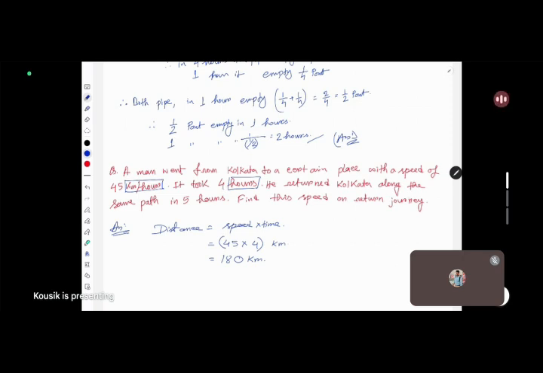So distance in the return journey. Return journey the distance will be same. Time is 5 hours in his return journey.